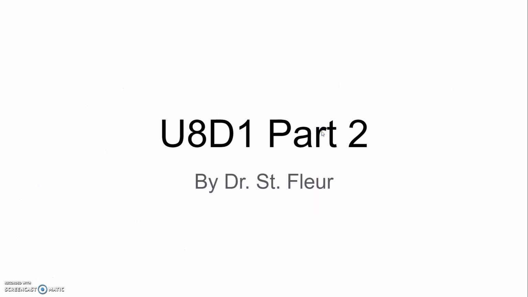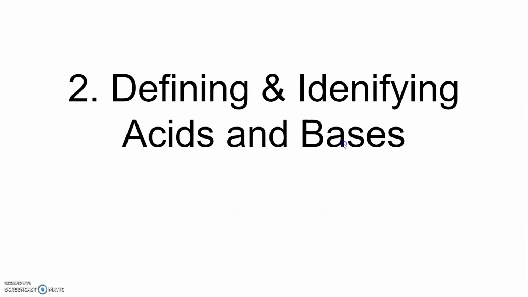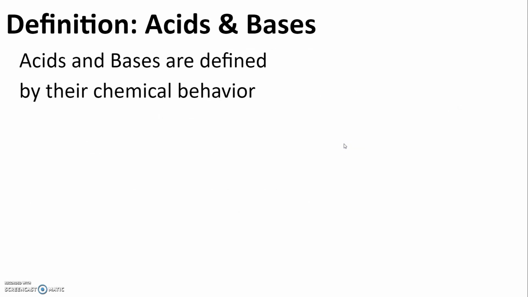All right, now let's go ahead and move into part 2. In part 2, we're going to actually define acids and bases. So we've seen their properties, but how do we define them? And then we're going to learn how to recognize them from their chemical formulas. All right, so when it comes to defining acids and bases, they are defined by their chemical behavior. And there are 3 main definitions that are used.